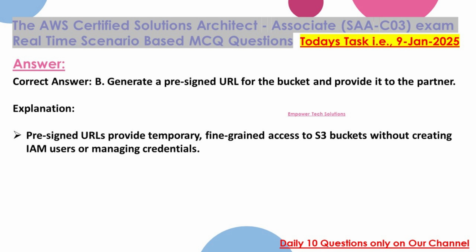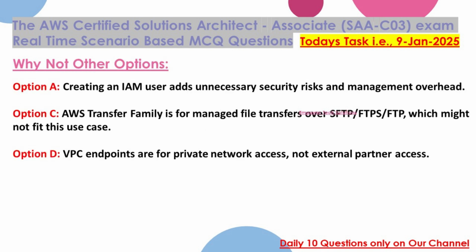Correct answer: B. Generate a pre-signed URL for the bucket and provide it to the partner. Explanation: Pre-signed URLs provide temporary, fine-grained access to S3 buckets without creating IAM users or managing credentials. Why not other options? Option A: Creating an IAM user adds unnecessary security risks and management overhead.